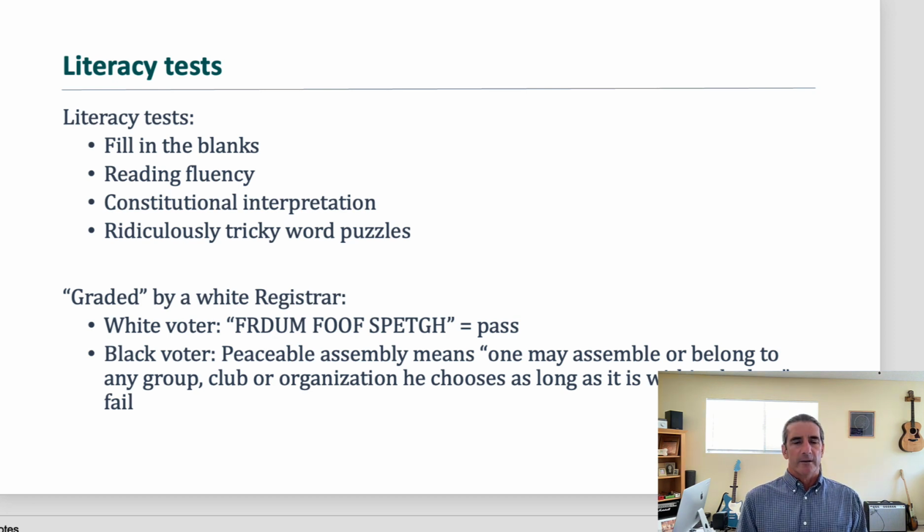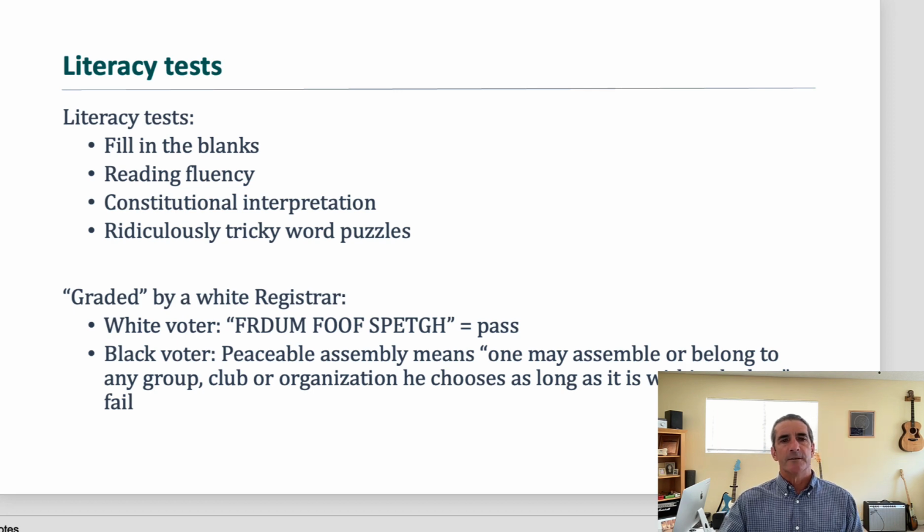A white voter in one of these tests wrote this, which I guess is supposed to mean freedom of speech, and that was considered passing. A black voter wrote, peaceful assembly means one may assemble or belong to any group, club, or organization he chooses as long as it's within the law, and that was considered a failing result.